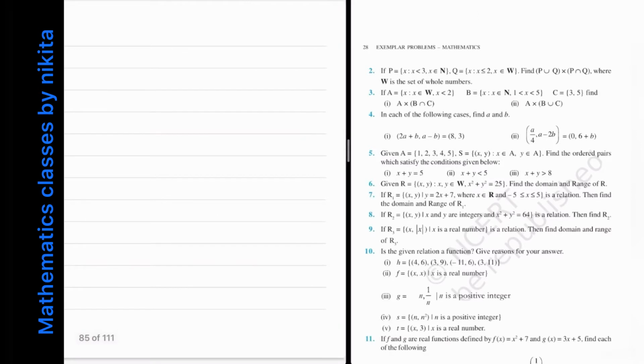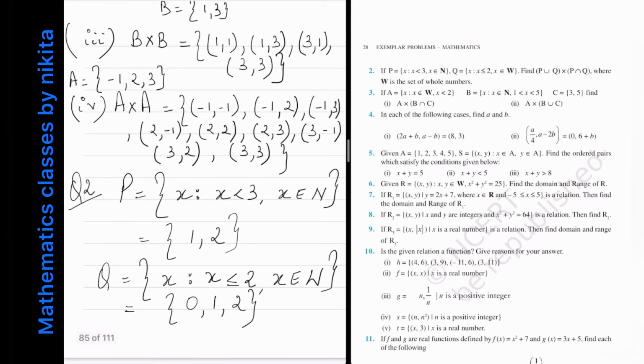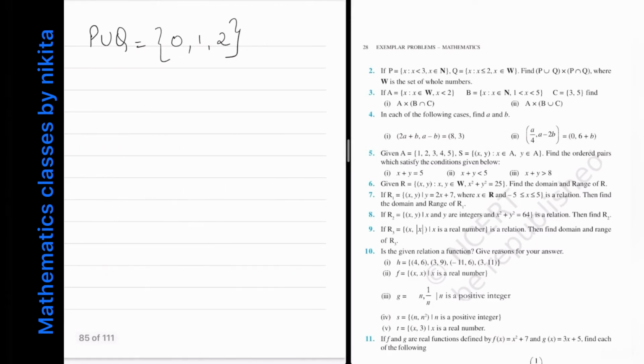Okay. Now let's find what is P union Q. P union Q means the set of all the elements of P together with the set of all the elements of Q, but the common elements are written only once. So therefore it will have 0, 1 and 2. Isn't it? 0, 1 and 2. And next you have to find what is P intersection Q. Intersection means only the common elements. So common elements are 1 and 2.